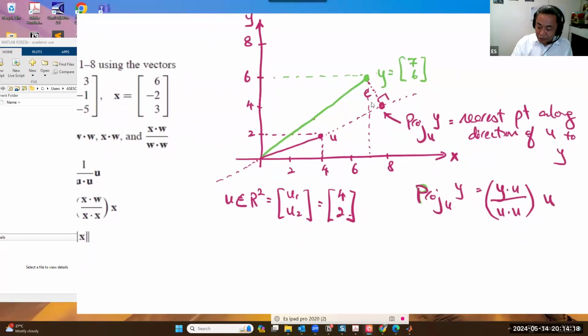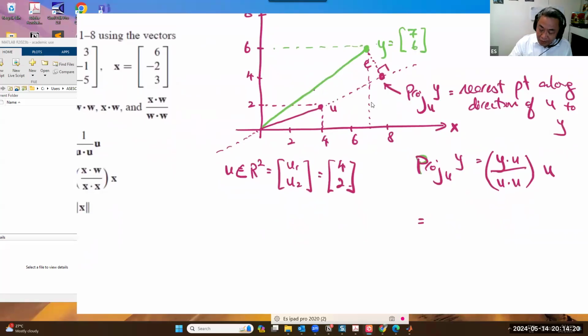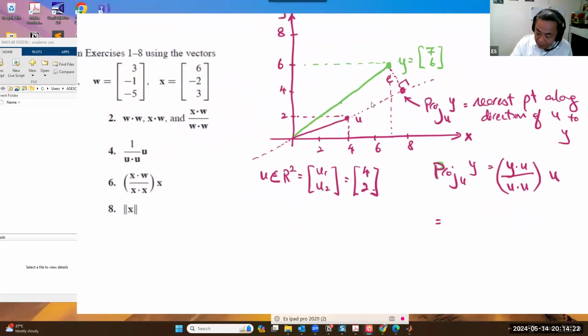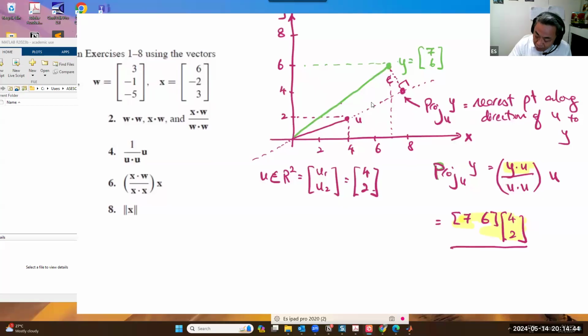Okay, let's try. Y dot u: y is 7, 6 and u is 4, 2. So this is the top, which I will shade yellow. Now I'm going to divide by u dot u, and I will use green. U dot u is 4, 2 multiplied by 4, 2.